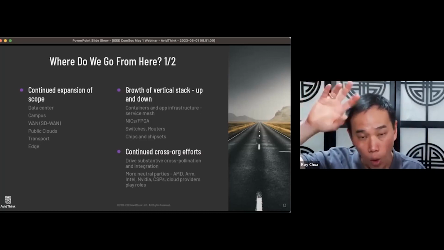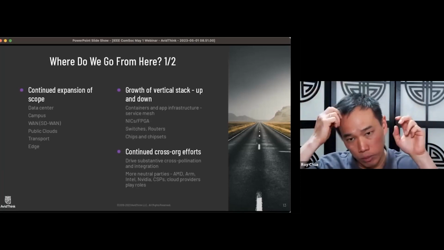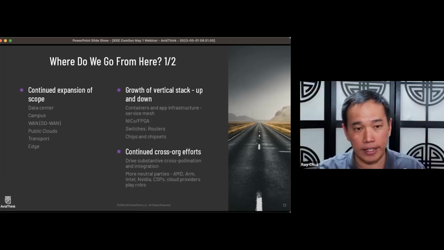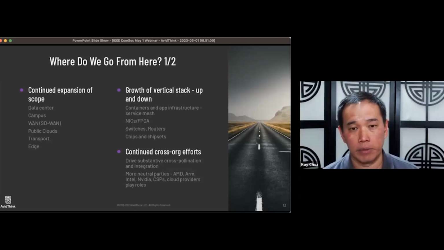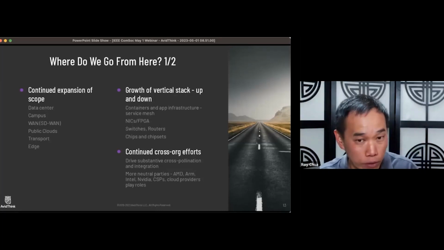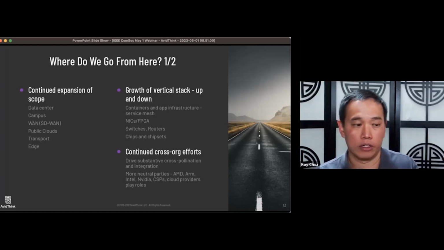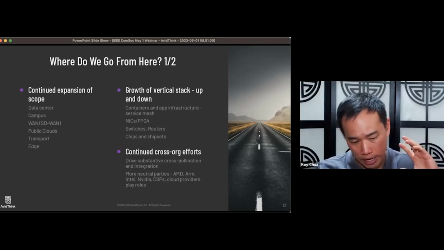Open source, and open in general, I use that more liberally, down to chip standards and chiplet standards that people like OCP are working on, for instance. And then cross-org efforts. We need to drive substantive cross-pollination and integration between the open source organizations, and some of them play integrative roles, like TIP, for instance, will put together the standards and provide blueprints, and so do the other organizations.